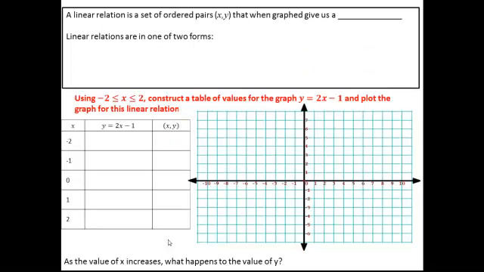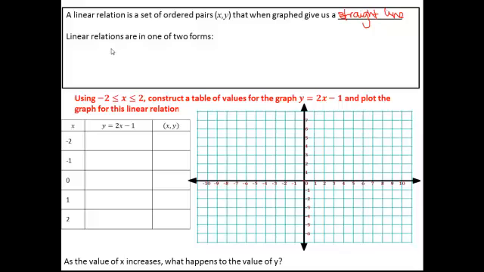A linear relation is a set of ordered pairs, a set of points that when you graph them, you get a straight line. That's what we're going to be looking at in this unit, just straight line graphs. These relations can come in generally one of 2 forms.